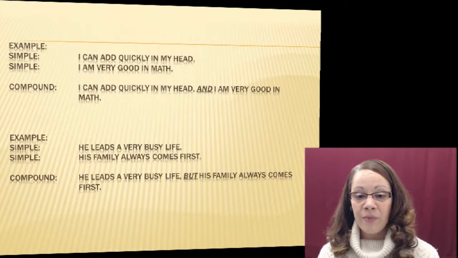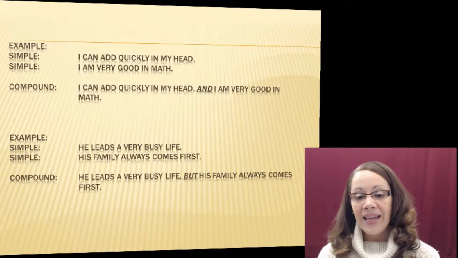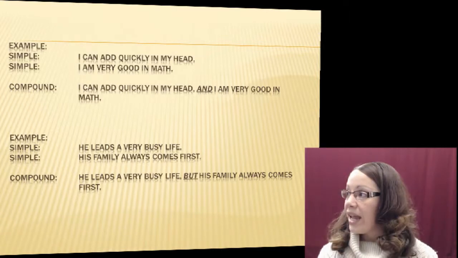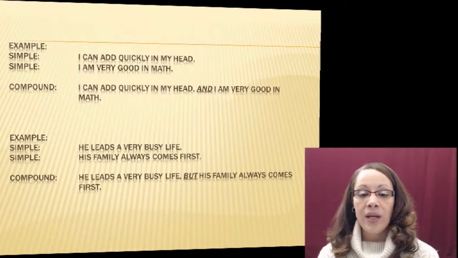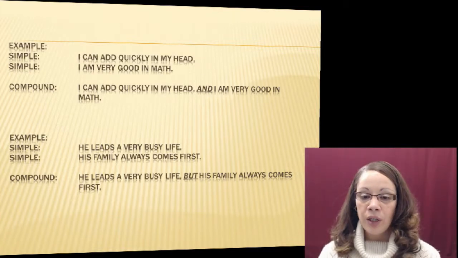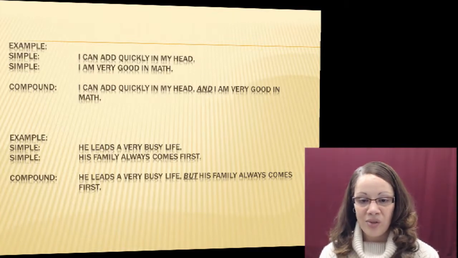Can is my verb there. Who or what can? I can. So I is my subject. I can add quickly. Can add is my verb. Who or what can add? I. I can add quickly in my head is my simple sentence. I have a subject. I have a verb. I have one complete thought. So I have a simple sentence.